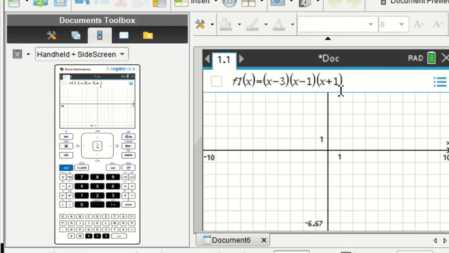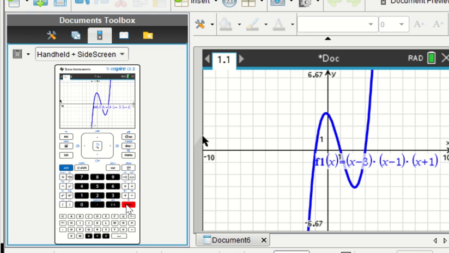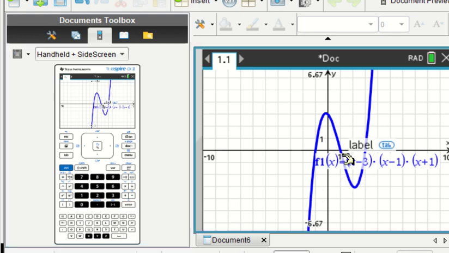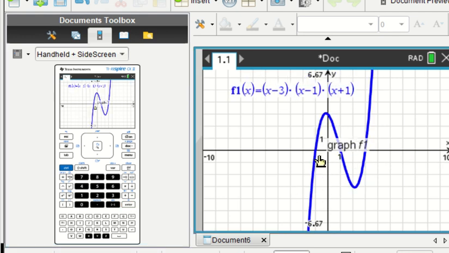So type your values exactly the way that you see them on the paper. We press enter. And notice this touches the x-axis at negative 1, positive 1, and positive 3. That's why that's not our answer. So let's switch out to the original.